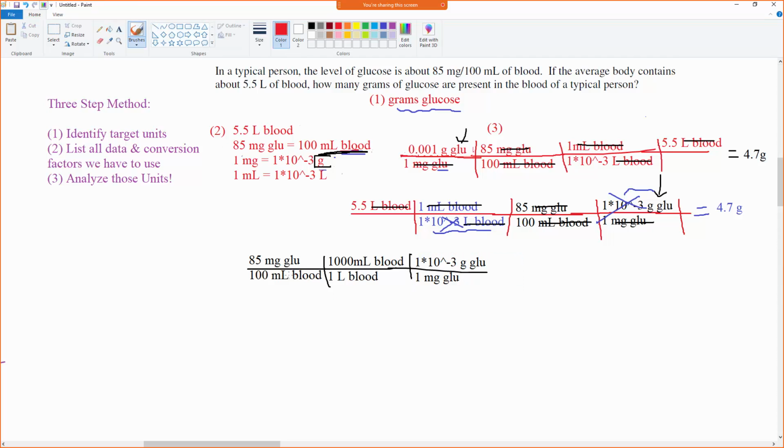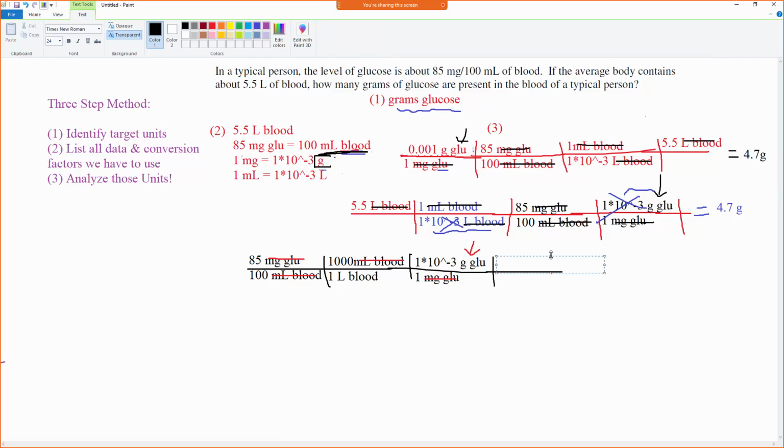Then you can come here, you can cancel your milliliters of blood, you can cancel milligrams of glucose. You've got your target unit right here, grams of glucose. You just got to get rid of liters of blood. So then you tack that on the end, 5.5 liters of blood. This might feel like a little bit more hodgepodge.